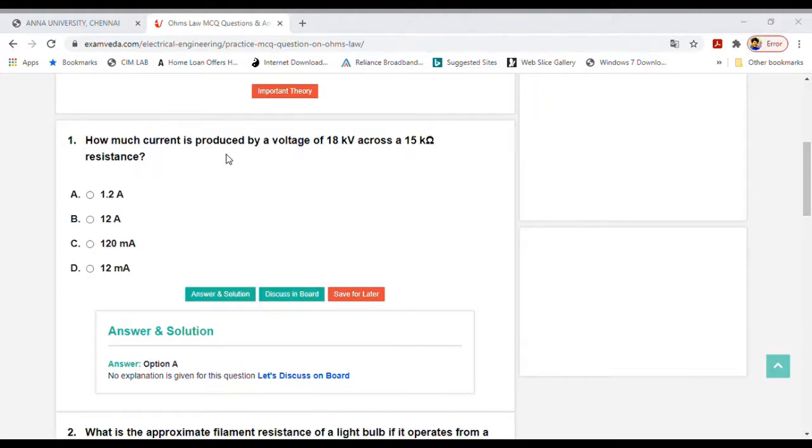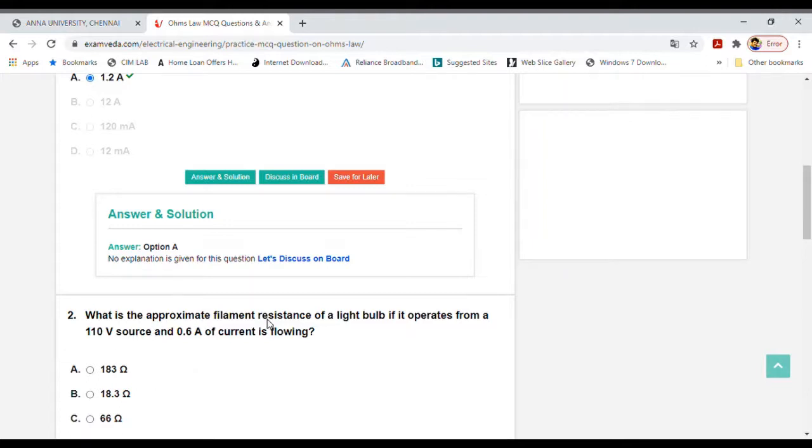How can we find it? Current I is equal to V by R, so 18 divided by 15 will be your answer. Both are in kilo, K meaning 10 to the power 3, so this gets cancelled. We get 1.2 amps. I am directly giving the answer, and you can check with the solution also. So option A is the correct one.